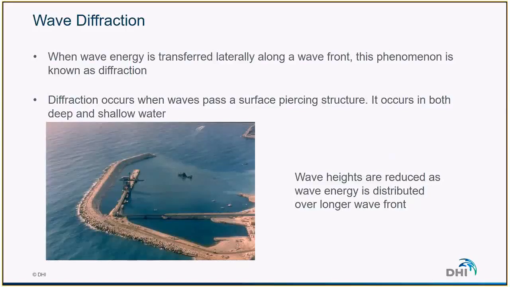Another important process is diffraction. Diffraction occurs when waves encounter a surface-piercing obstacle, such as a breakwater, a natural headland, or even around an island. The diffraction is the spreading of wave energy into areas which are sheltered by the structure. The energy is transferred laterally, which leads to having waves even in the lee zone of the structure. Usually, wave heights are reduced as the wave energy is distributed over a longer wavefront.